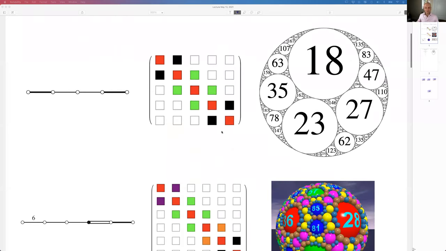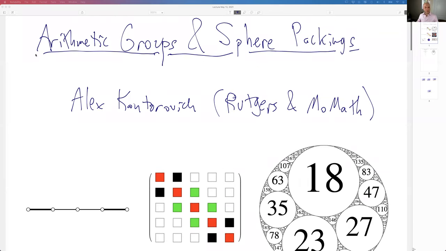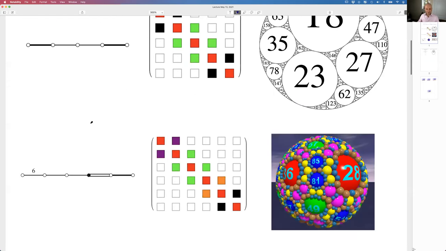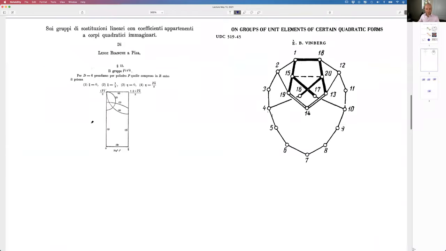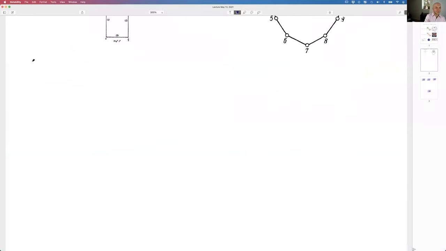So I wanted to tell you about some things that I've been thinking about for the last many years about the interaction between these two subjects, sphere packings and arithmetic groups. But let me start at the very beginning. So don't look at these, pretend you didn't see any of those pictures yet. A number of you have seen some version of this, but there's lots of new stuff that I want to get to, but I can't assume that everyone's heard me speak on this too often. So let's go back to the very beginning.